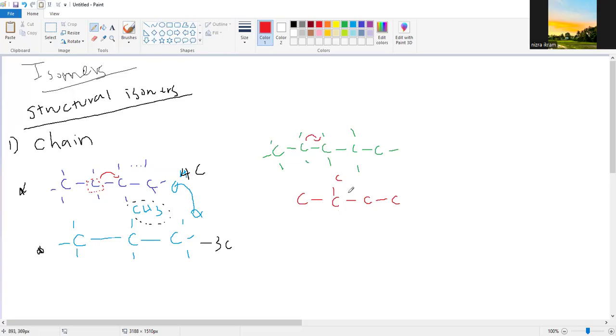Then what can we do? I can branch another one. I can put this carbon here also. Then like this. So these are all isomers of each other. Okay, the molecular formula is the same, but you can see the chain has changed. Now here five carbon chain, here four carbon chain, three carbon chain. So if the carbon chain has changed, then we call them chain isomers.